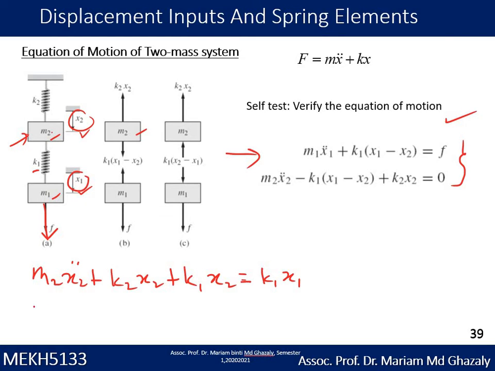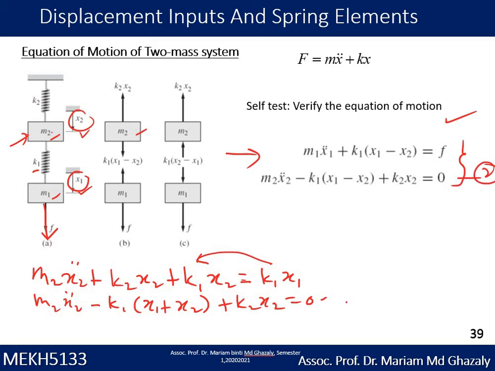Let's just rearrange it. You have M2 x2 double dot, and then minus K1 (x1 plus x2), bringing this K1 term over here, plus K2 x2 equivalent to 0. So this is where you get the second equation. So this is the second equation. Let's look at the next equation to derive.